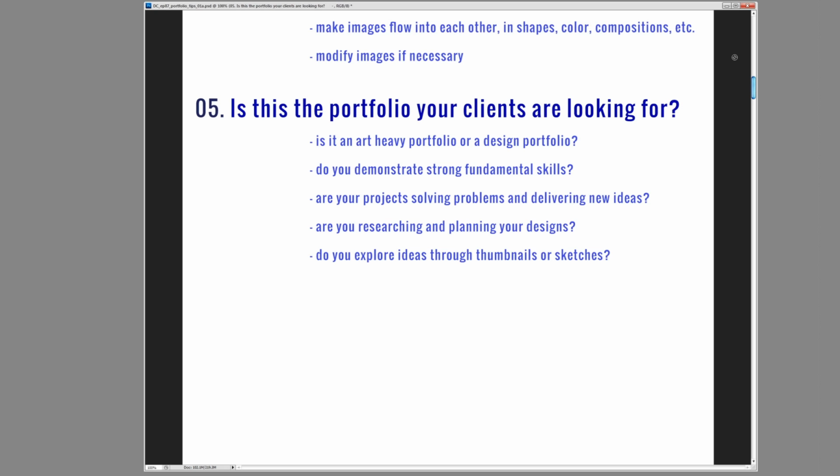Okay, number 3, are your projects solving problems and delivering new ideas? Okay, so this I mentioned numerous times already. What are you showing us? Are these just mere drawings or fan art or fans of other concept art? Or are you showing us problem solving skills? Is there a project in mind and you're trying to deliver all the solutions to this project?